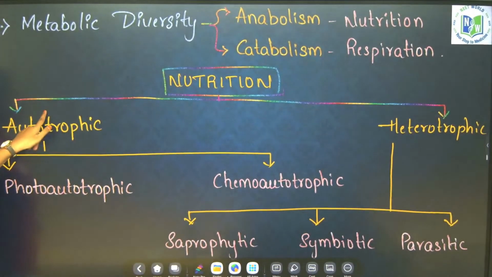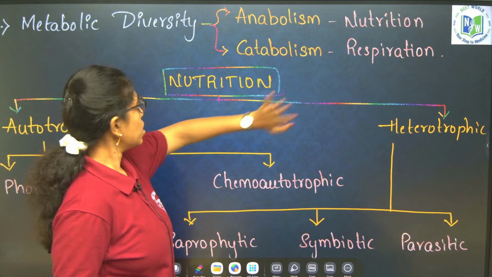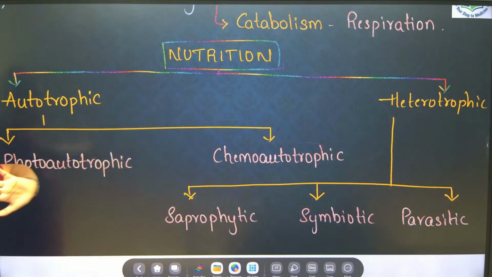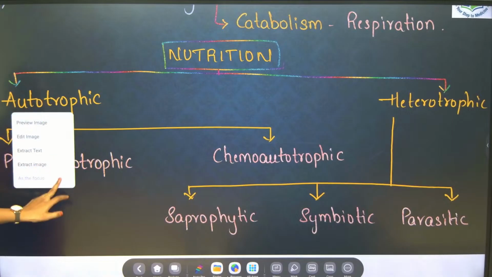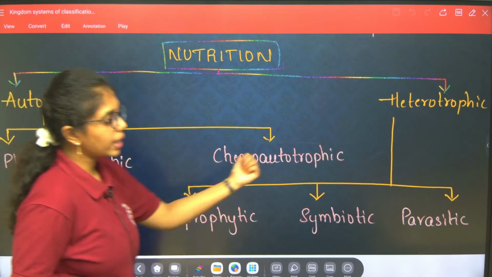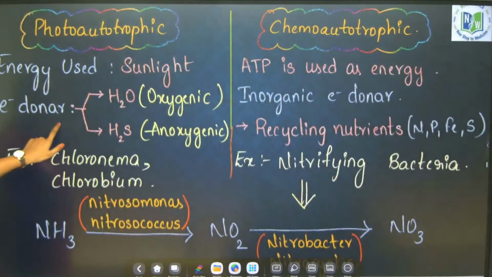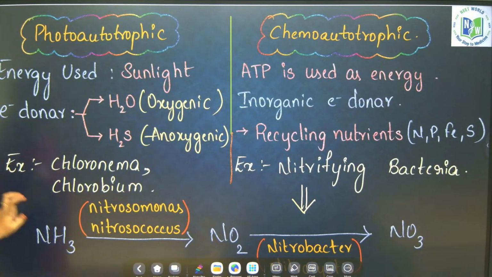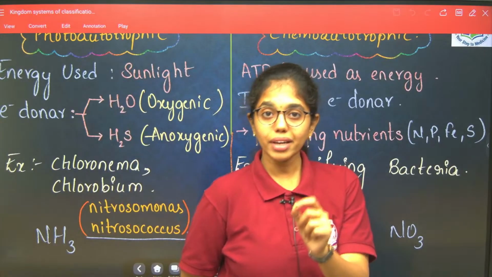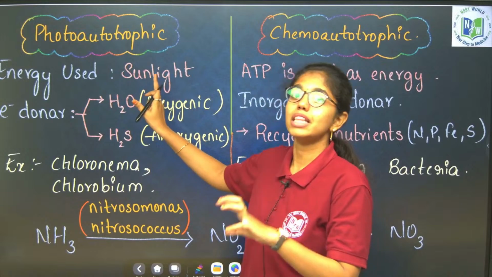Metabolic diversity, as I told you: anabolism includes nutrition, catabolism includes respiration. Nutrition is of autotrophic and heterotrophic modes. Autotrophic has photoautotrophic and chemoautotrophic. Heterotrophic has symbiotic, parasitic and saprophytic. Look at photoautotrophic and chemoautotrophic. One thing you remember, photo means what? Sunlight. So here the energy used is purely sunlight for the synthesis of food.